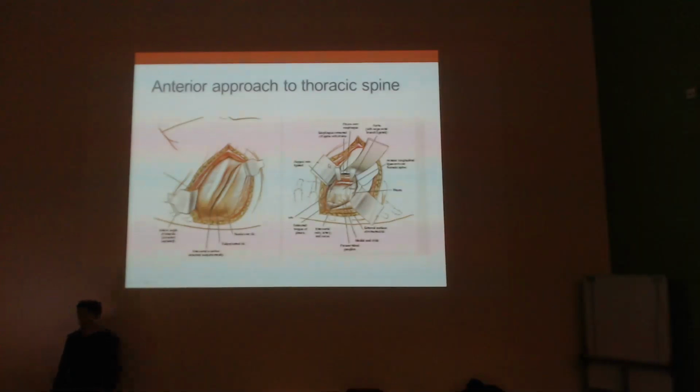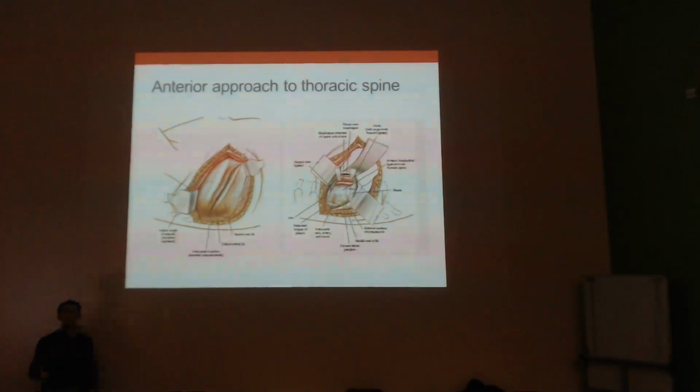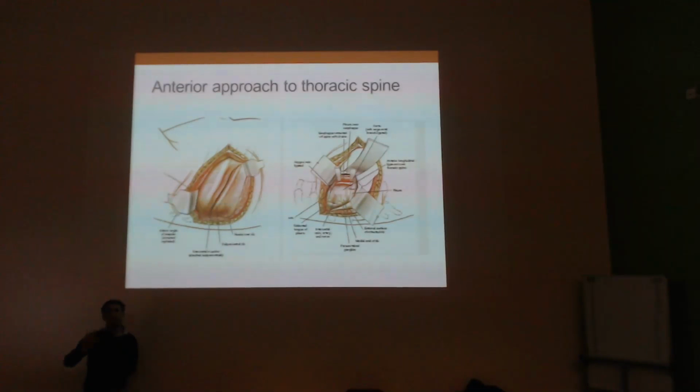So, the anterior approach to the thoracic spine is very similar. Same setup. Mark it out with a metal line. Generally, what we do is we go 2 ribs higher than the level that we want to go to. So if you want to go to T10, you take the 8th rib.